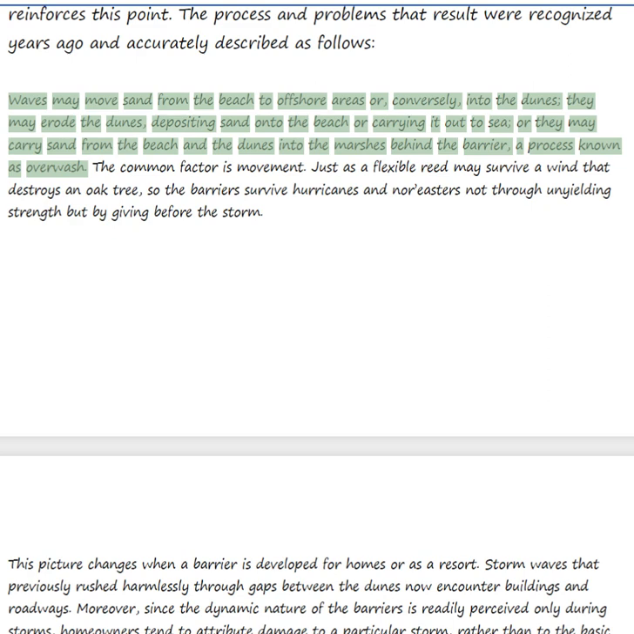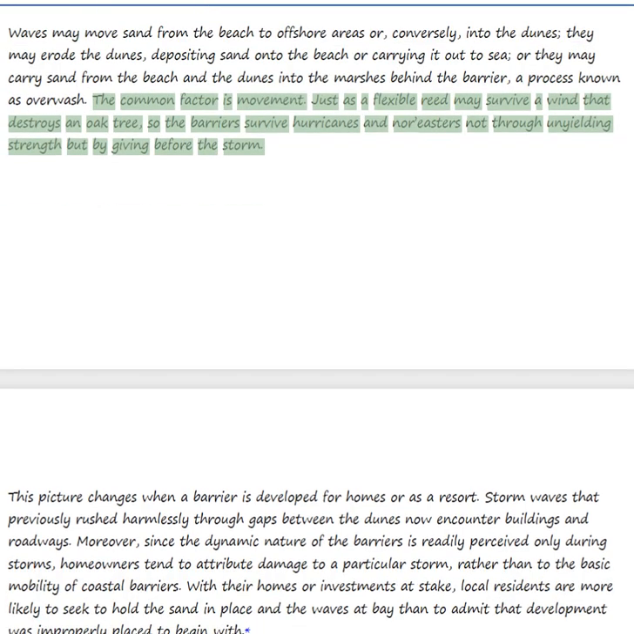Waves may move sand from the beach to offshore areas or, conversely, into the dunes. They may erode the dunes, depositing sand onto the beach or carrying it out to sea, or they may carry sand from the beach and the dunes into the marshes behind the barrier, a process known as overwash. The common factor is movement. Just as a flexible reed may survive a wind that destroys an oak tree, so the barriers survive hurricanes and nor'easters not through unyielding strength but by giving before the storm.